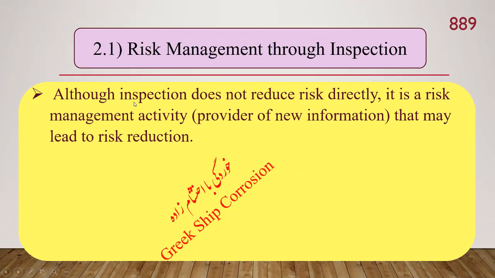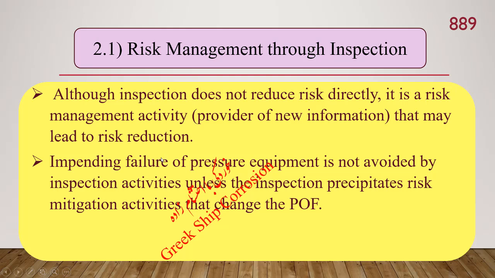Although inspection does not reduce risk directly, it is a risk management activity provided of new information that may lead to risk reduction. Impending failure of pressure equipment is not avoided by inspection activities unless the inspection precipitates risk mitigation activities that change the probability of failure.